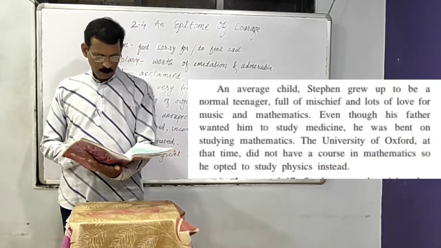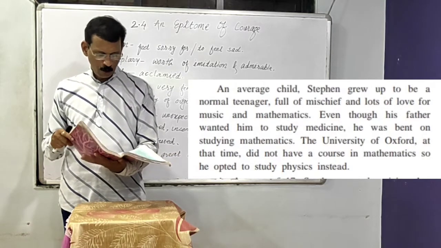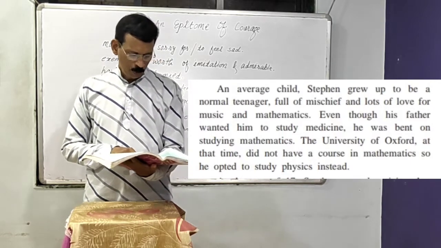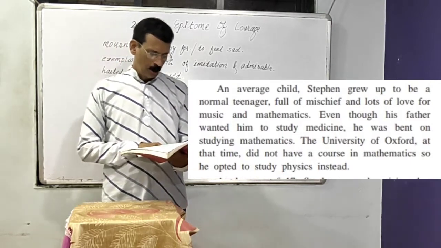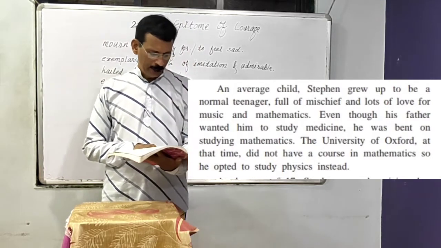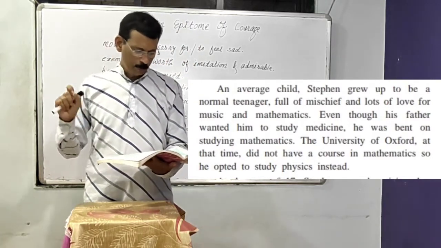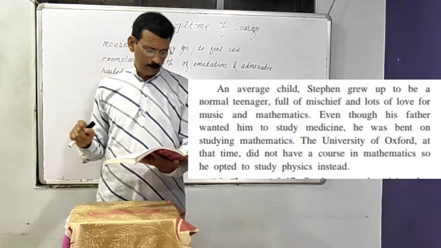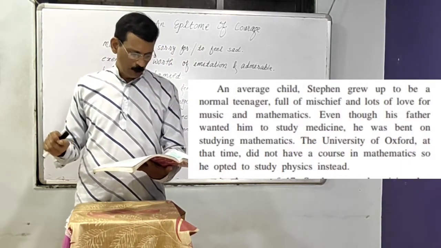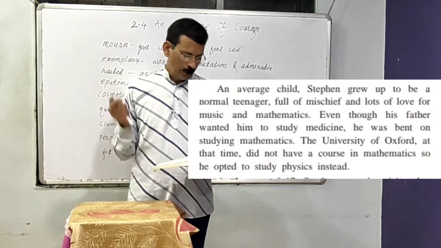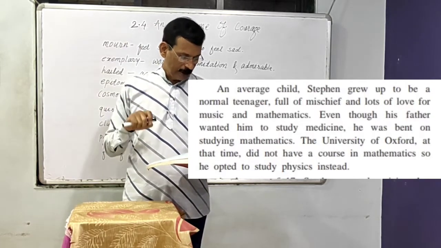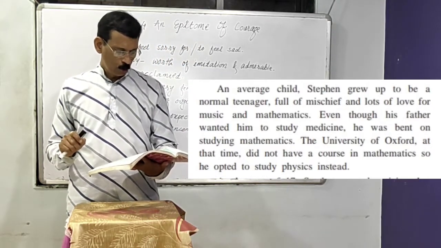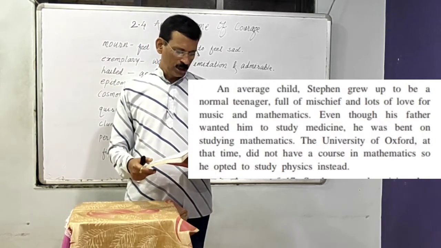An average child, Stephen grew up to be a normal teenager, full of mischief and lots of love for music and mathematics. Even though his father wanted him to study medicine, he was bent on studying mathematics. The University of Oxford at that time did not have a course in mathematics, so he opted to study physics instead.